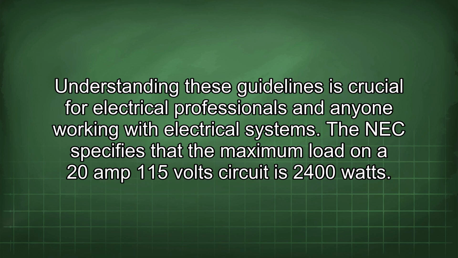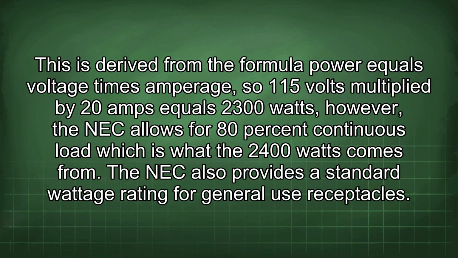The NEC specifies that the maximum load on a 20 amp 115 volt circuit is 2400 watts. This is derived from the formula power equals voltage times amperage, so 115 volts multiplied by 20 amps equals 2300 watts. However, the NEC allows for 80% continuous load, which is what the 2400 watts comes from.